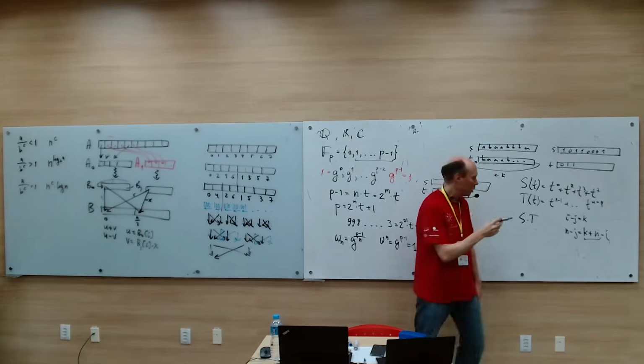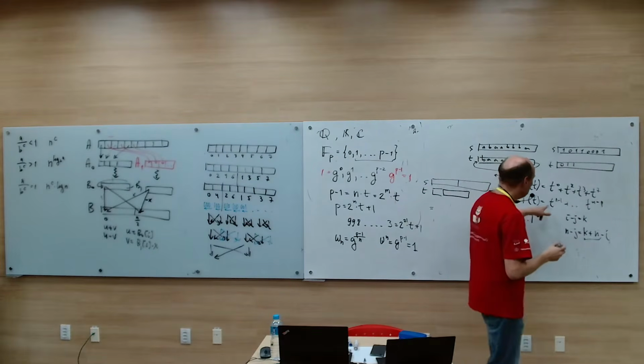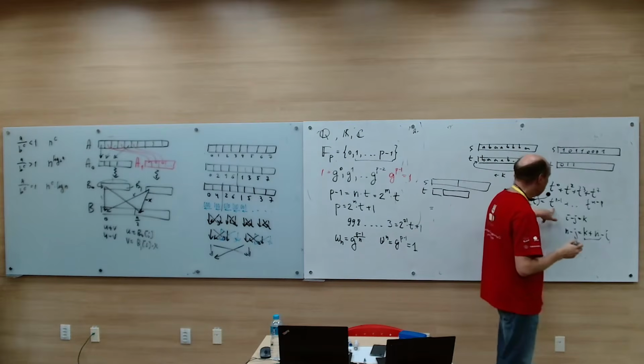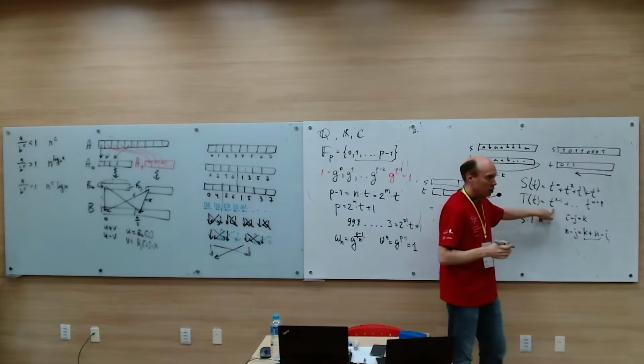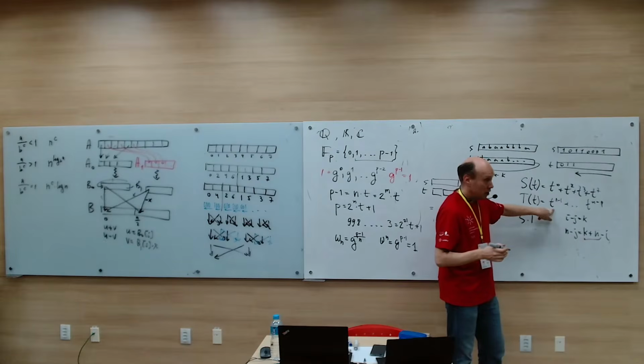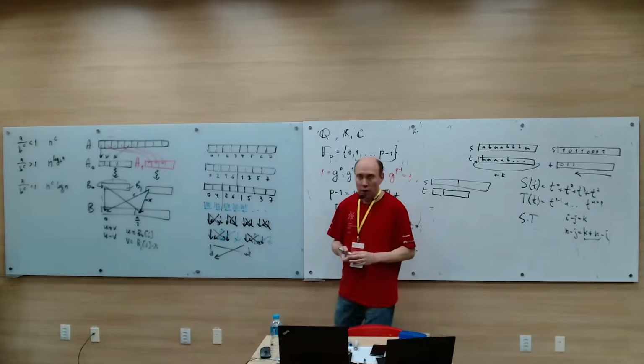Questions? I didn't understand how do you reverse T, like you replace t to the i... Yeah, I just say that T is indexed in the reverse order. Okay, so you replace t to the i by t to the n minus 1 minus i. Yes. Just reverse. Right.